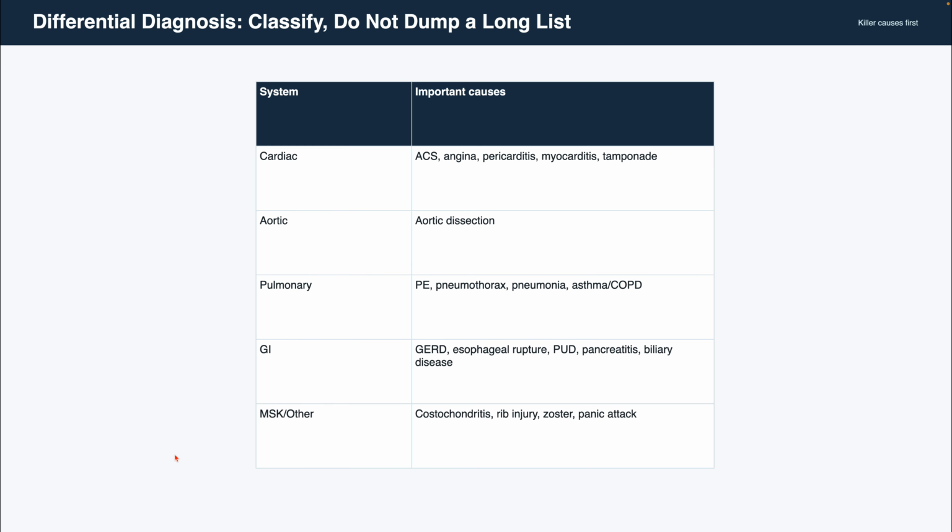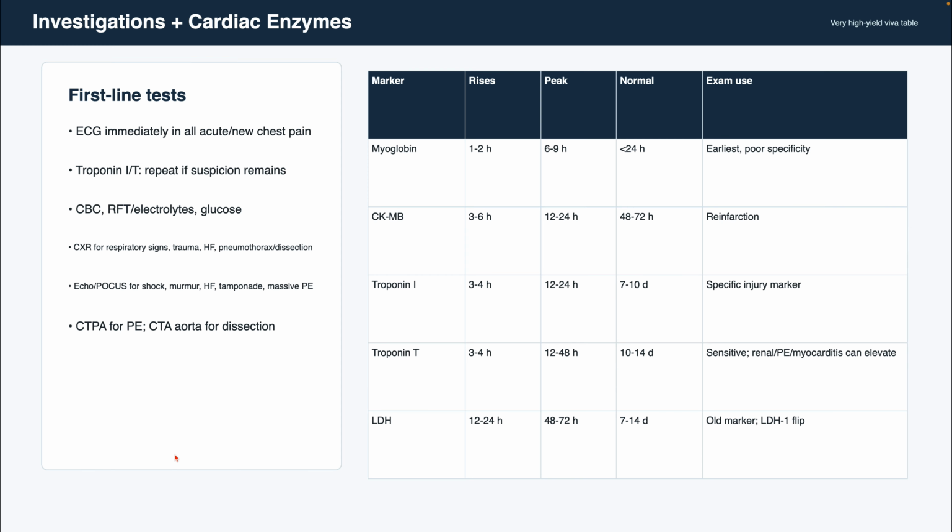Whereas in the MSK, it will be costochondritis, rib injury, zoster, and panic attack. These are all not serious cases. The MSK, okay, investigate. First line will be ECG, you check, and after that, we'll check the enzymes. Okay, troponin and CKMB. You need to memorize the time when it rises, when it peaks, and normal. I'm not going to go through it. Go through it yourself, and we do the ECG, and there will be sequential changes in the ECG pattern when the patient develops MI. So you need to learn that.